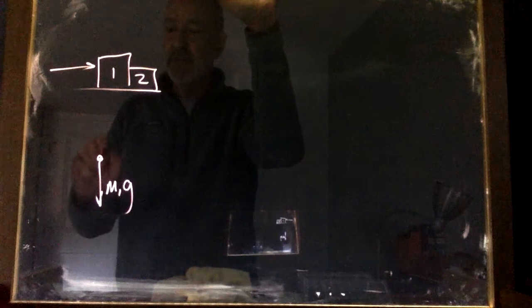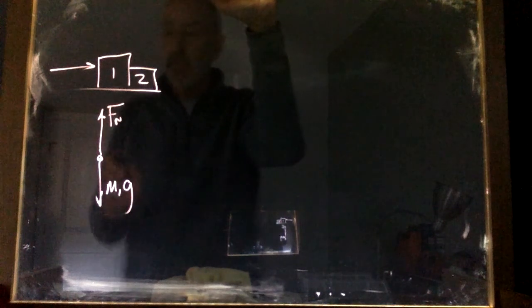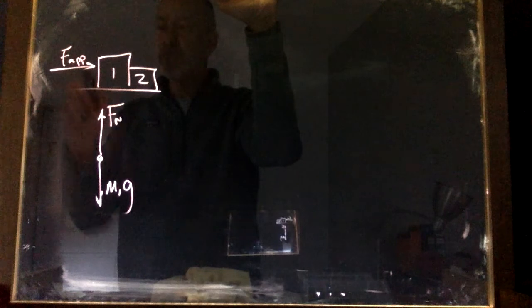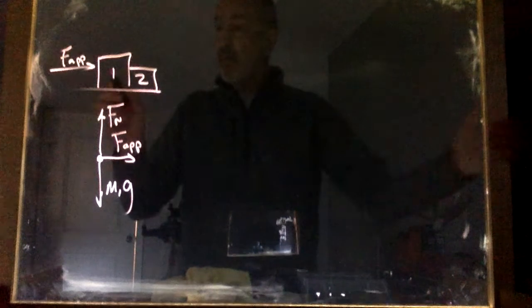So if I have two blocks, block 1 and block 2, and I push on block 1, why does block 2 move? Well, block 2 moves because of the forces on block 2. So let's pretend it's frictionless. Here's m1g. Okay, free body diagram for object 1. And here's the normal force on object 1. And we've got this applied force in that direction. Okay, now we go around.